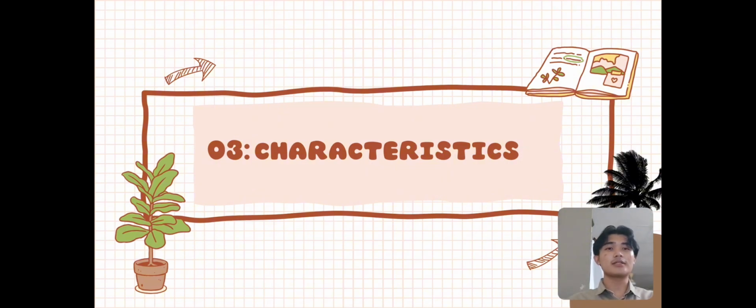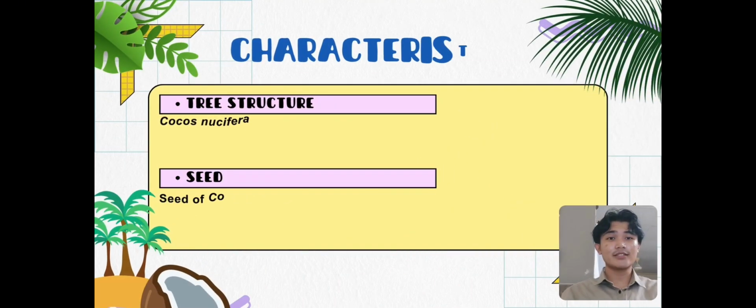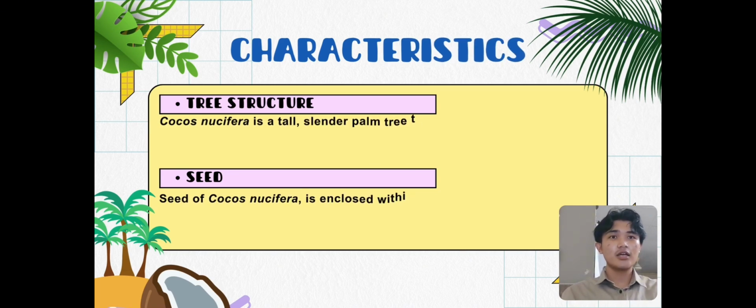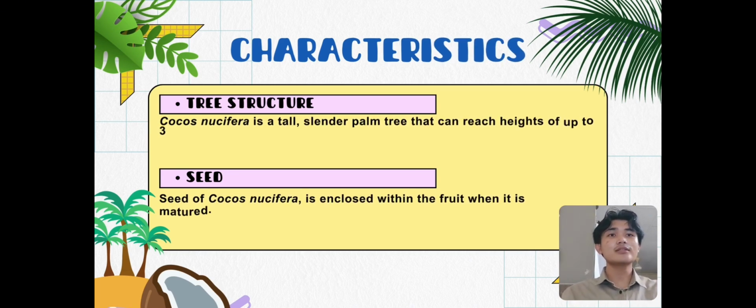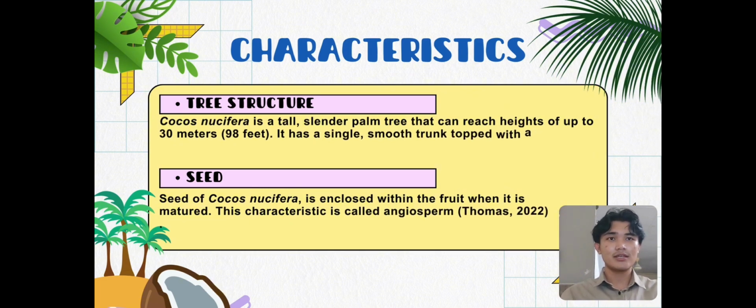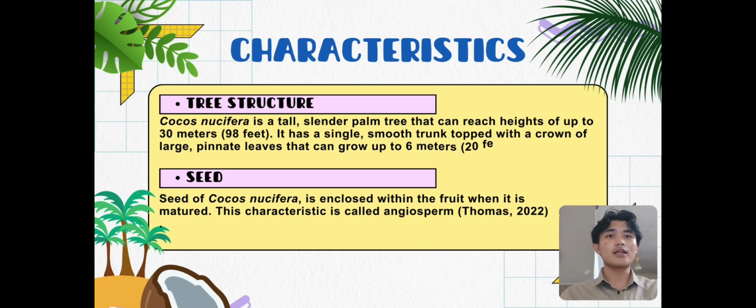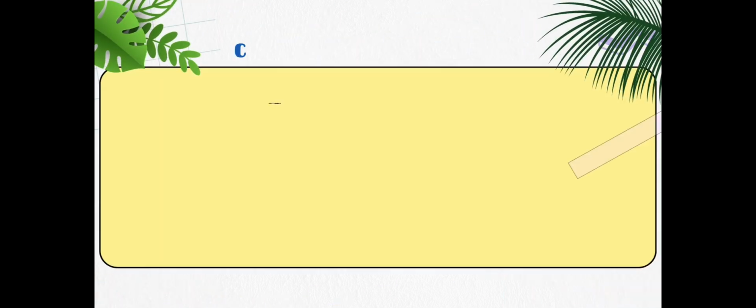Now we will talk about the characteristics of Cocos nucifera. The first characteristic is the tree structure. The coconut tree is a tall, slender palm tree that can reach a height of up to 30 meters. It has a single smooth trunk, topped with a crown of large pinnate leaves that can grow up to 6 meters in length. Next is the seed. The seed is enclosed within the fruit when it is matured. This characteristic is called angiosperm.